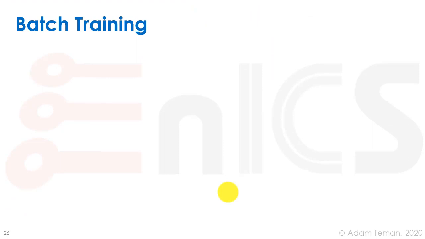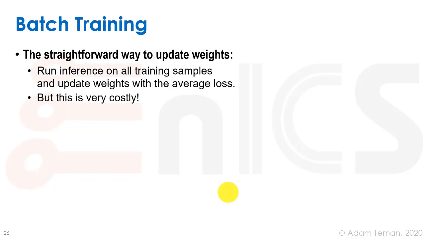Okay, so that brings us to a last term here, which is batch training. The straightforward way to update the weights, as we saw according to our loss function, is that we should run inference on all the training examples and then calculate the average loss.